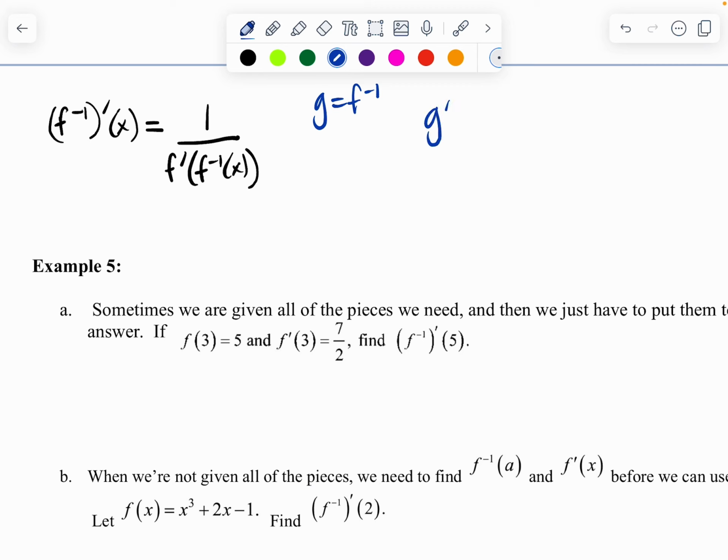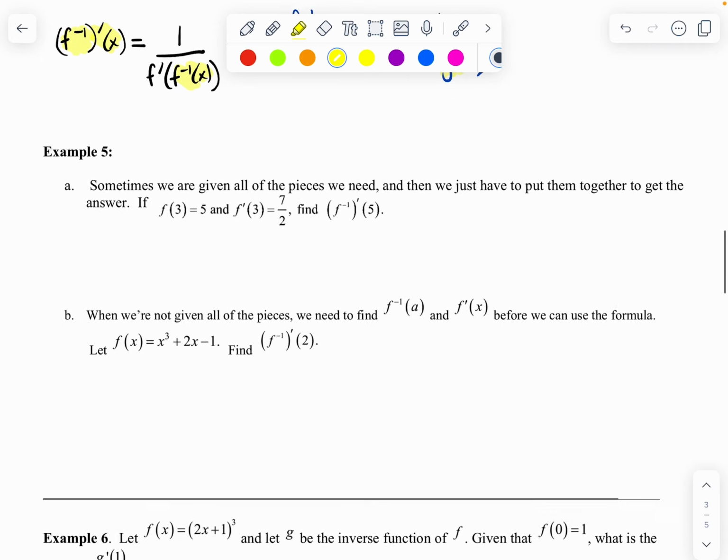So in that case, if we want to find g prime of x, and we know that g is the inverse of f, it's still going to be 1 over the derivative of the original function evaluated at the inverse, right? So either of those work. They're the same thing. We're just replacing f inverse with g. All right, so let's look at example 5.